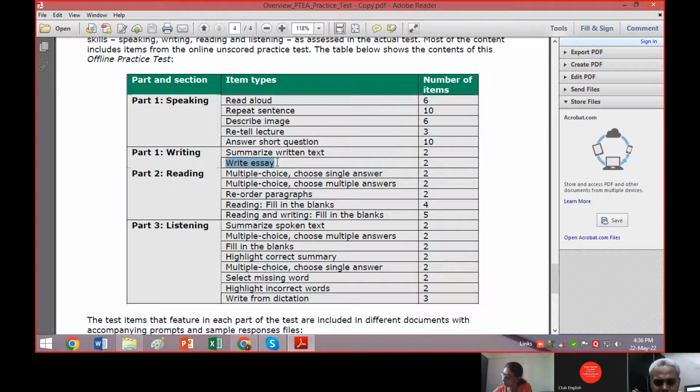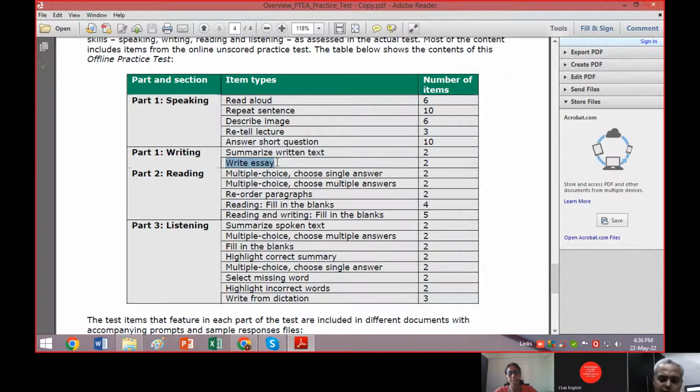Now the next thing is listening. Listening is summarize spoken text. There would be a text which would be spoken, and then you need to summarize it in your own words. Then multiple choice, choose multiple answers. Fill in the blanks is the same as I told you in the reading. Then highlight correct summary, where you need to highlight a few of the areas. Then multiple choice, choose single answer. When you hear something, you have to choose a single answer.